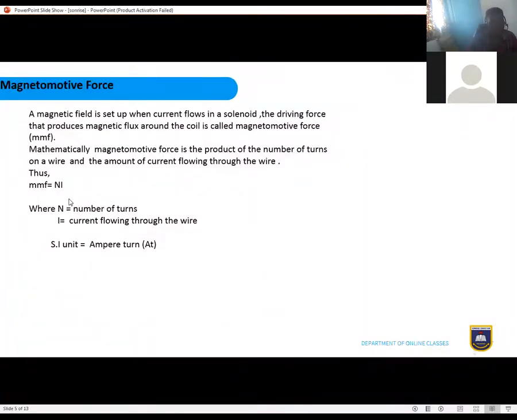Now the formula for magnetomotive force is what? The number of turns times what? The current. The number of turns times the current. Let's see whether the equation given to us has these parameters, whether they've given us the number of turns and the current, so that we just multiply.